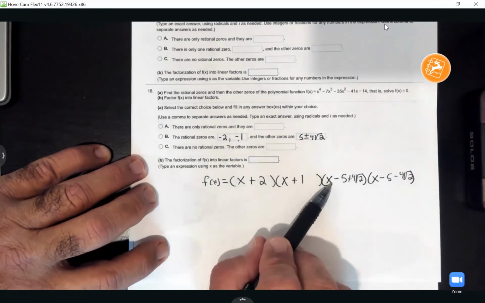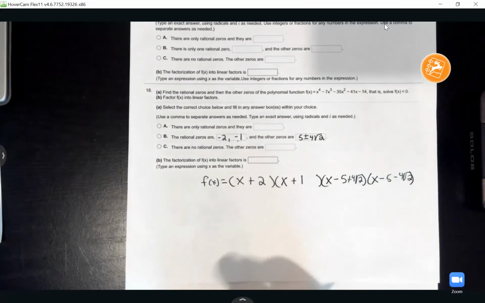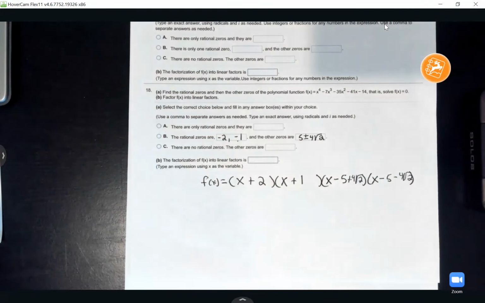What if your radical doesn't simplify? Oh, if you got a radical that doesn't simplify, then your final answer will be something plus or minus that radical, probably over something like 2. Okay. And you'll just have to keep that whole thing in there, okay?